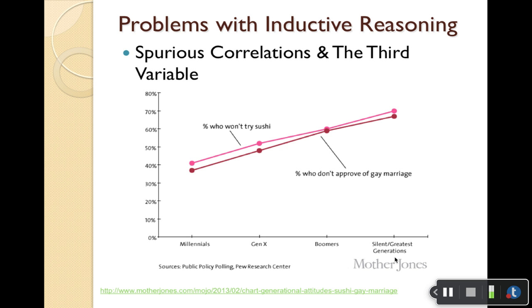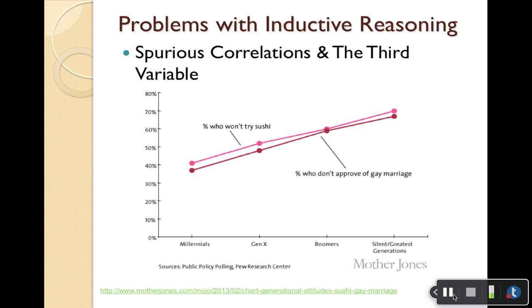They also might have more traditional values about marriage. Whereas millennials or Gen Xers down here, they might have more liberal attitudes and might be more open to different types of food like sushi. So in this case, there actually isn't a relationship between sushi and views on marriage, but both of those effects are being driven by a third variable of age in this case.